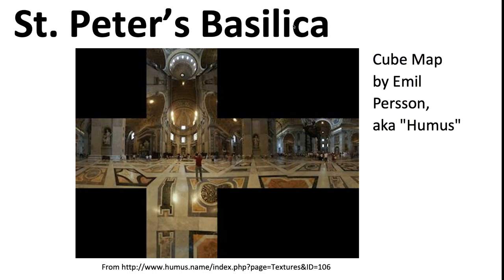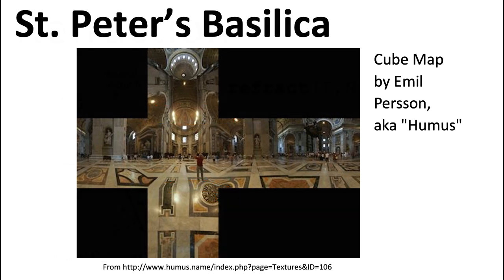To once again give credit where it's due, the demo scene I created is using this cube map by Emil Persson. I'm not sure I'm pronouncing that correctly. I'm probably not. Anyway, this is a cube map they created of St. Peter's Basilica. And as you can see, it takes a bit of work to make sure that this somewhat sensibly matches up along the various transition points of the cube map.